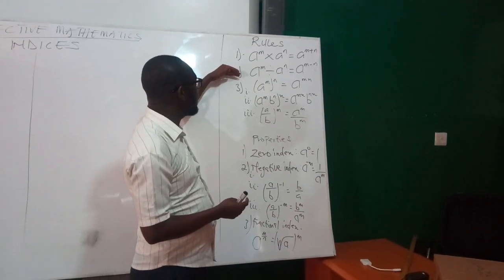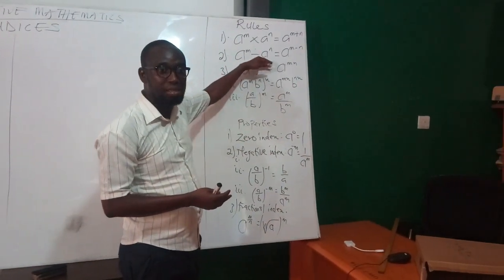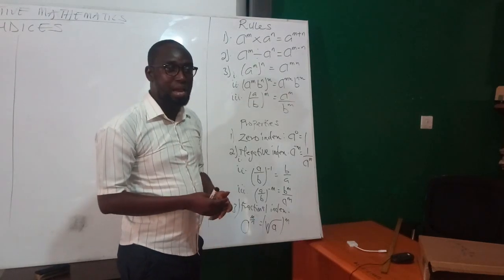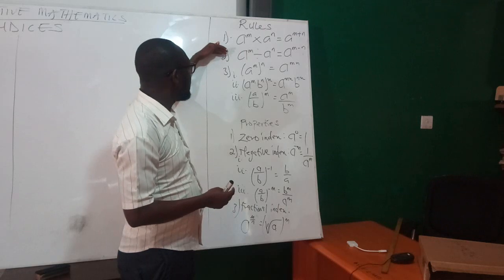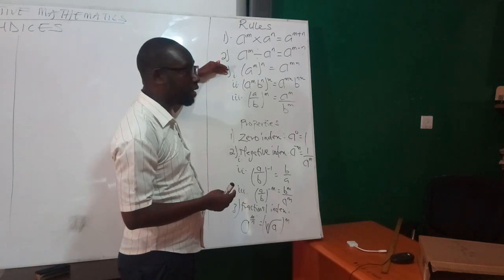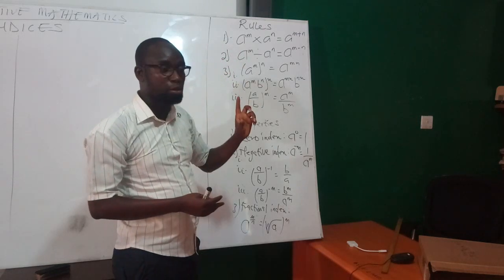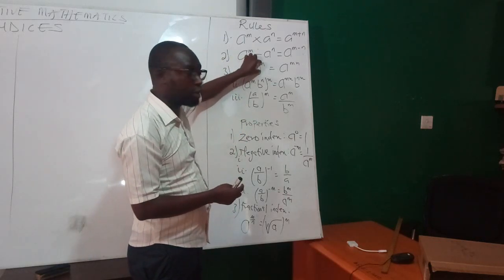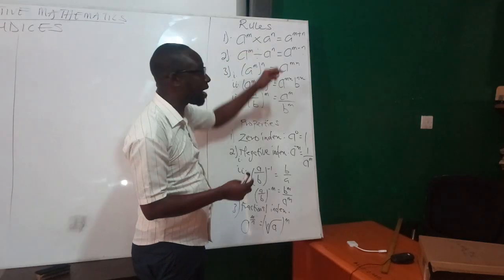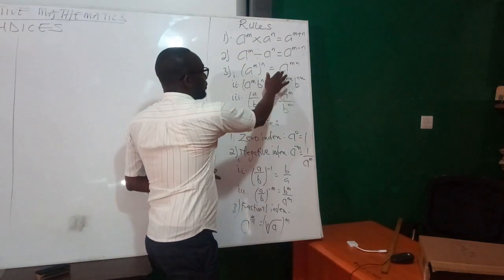Then we also have the second one, where two numbers of the same base are divided. Their exponents are also subtracted, as we have over here. So there is the quotient rule. Now we have the exponent of exponents. Now there are three types of them. The first one is when we have a number in index form, raised to one exponent. Now their exponents are multiplied, as we have over here.